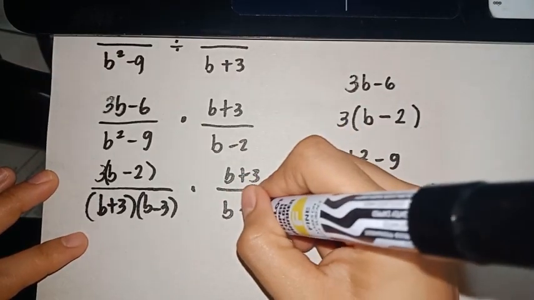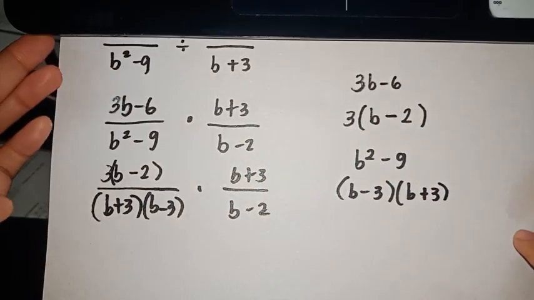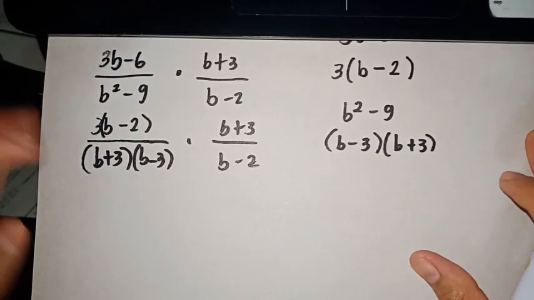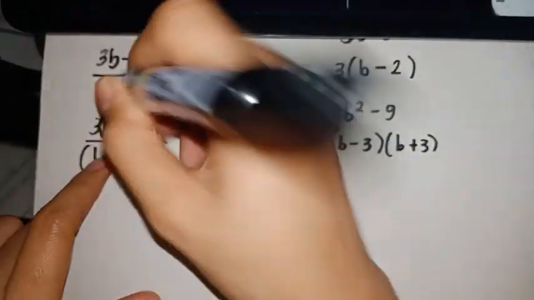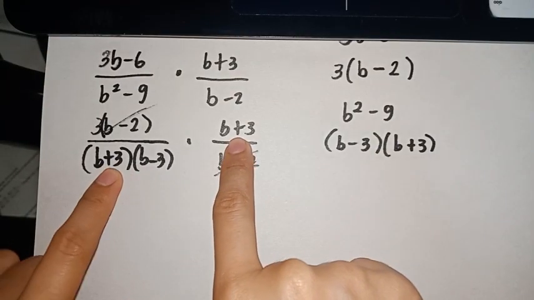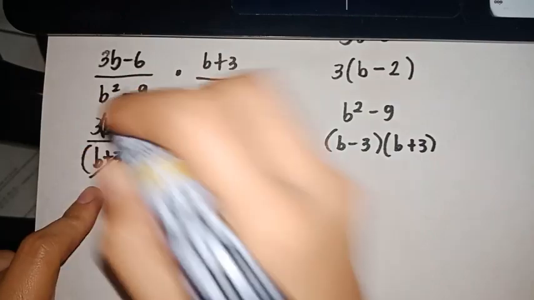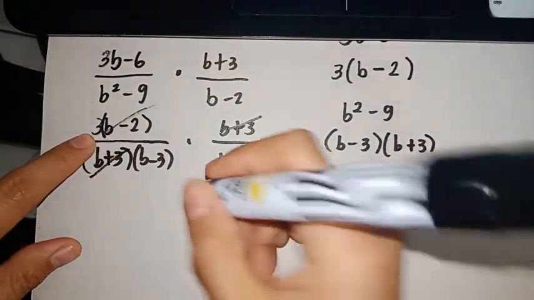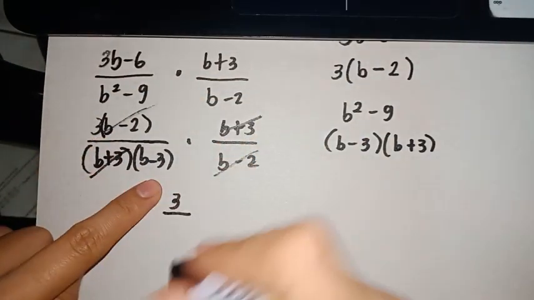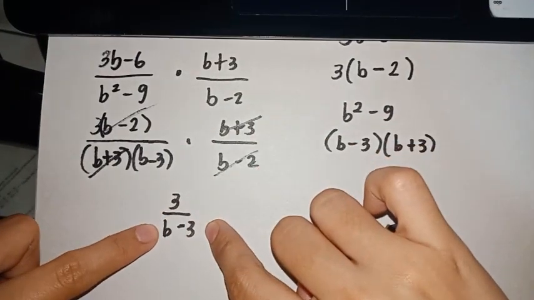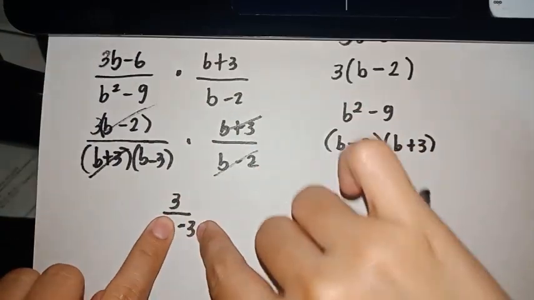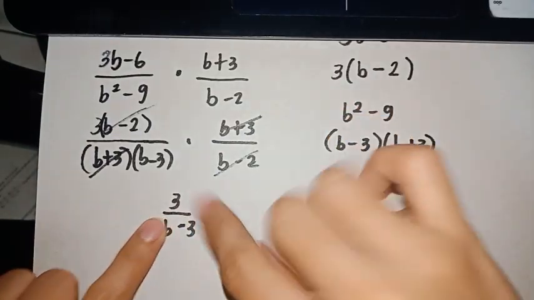Now the next step is to simplify. Let's cancel out common factors. As you can see, the common factor is b minus 2, so cancel out. Common factor b plus 3, so cancel. Now we are left with 3 all over b minus 3. This is a monomial, this is a binomial, so we cannot cancel out numerical coefficients. So this is our final answer.